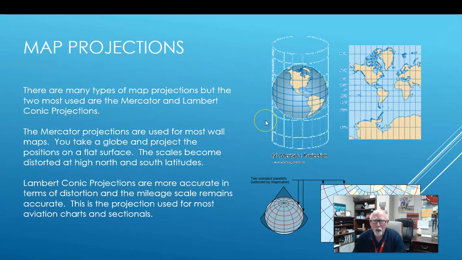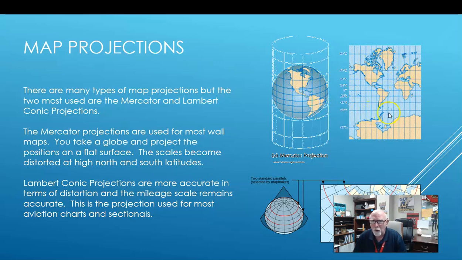Map projections. We are looking at trying to get a sphere onto a flat piece of paper. And so this is called a Mercator projection. And you can see that as you go into the north and the south, as you get away from the equator, the actual distances get really distorted because you're trying to match, if you will, the grid lines on a sphere on a flat piece of paper.